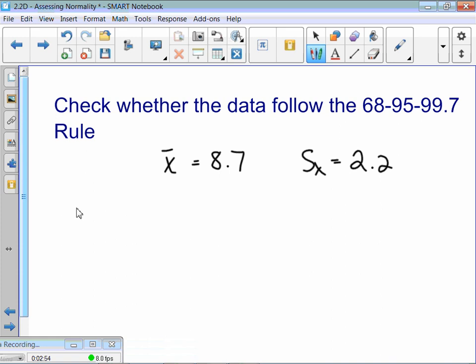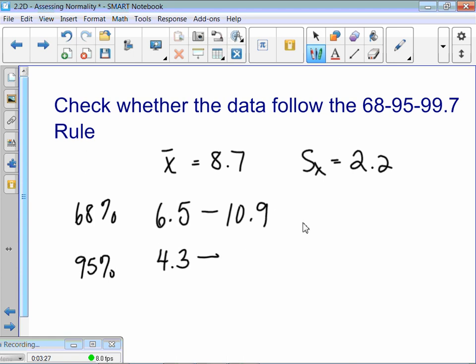So 68% of the data would have to fall between what would be the lower bound for 68% of the data, you guys? 6.5, right? We do the mean minus a standard deviation. And what would be the upper bound? 10.9, okay? Then for 95% of the data, we'd subtract again. So 6.5 minus 2.2 gives me 4.3, and we'd go to adding 2.2, 13.1.